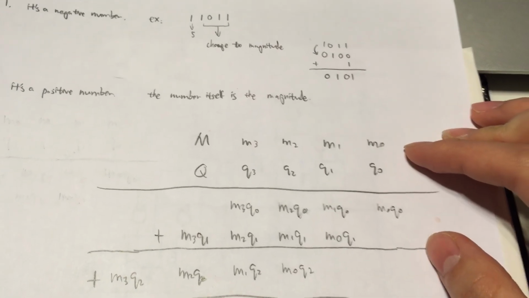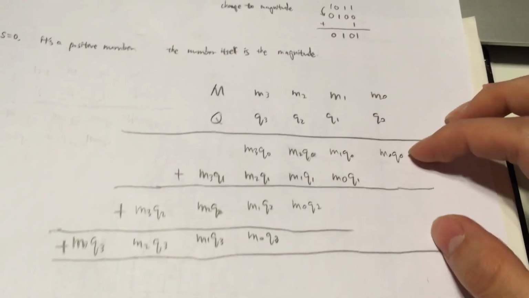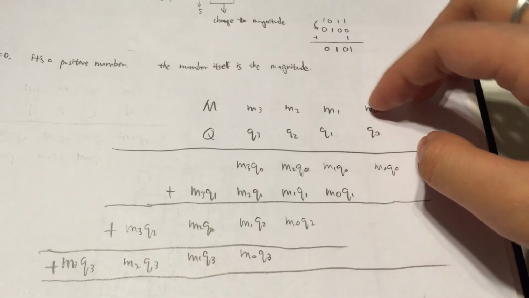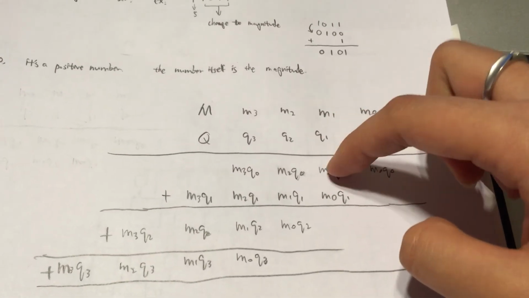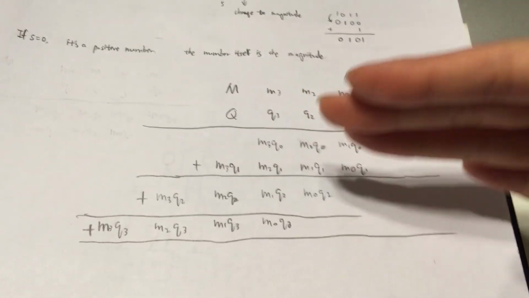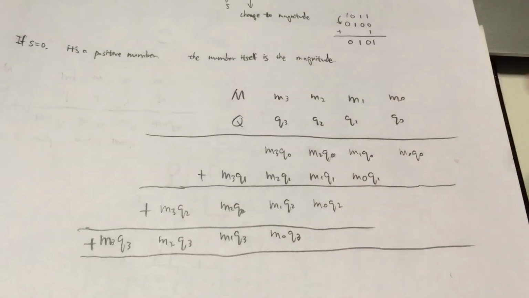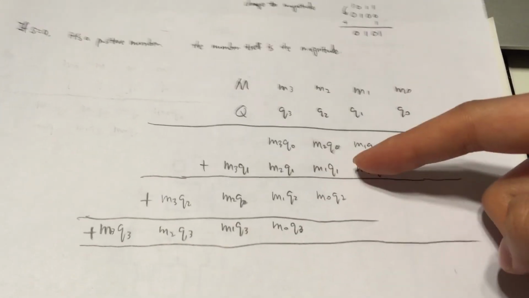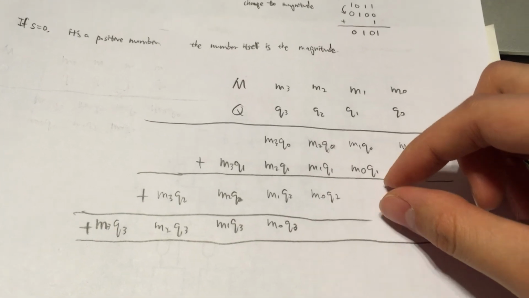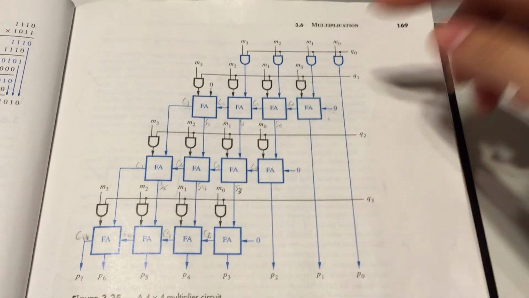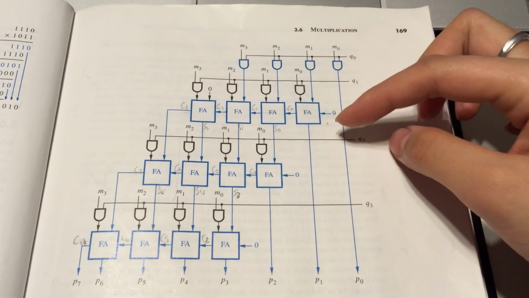Each has 4 bits. So I need to use Q0 to multiply each bit of M, and then Q1 times each bit of them. Then I get 4 rows of numbers. Then I need to add the first row and second together, and then add the third row, and then add the fourth row. And this is the same as this diagram. I need to use AND gates and full adders.